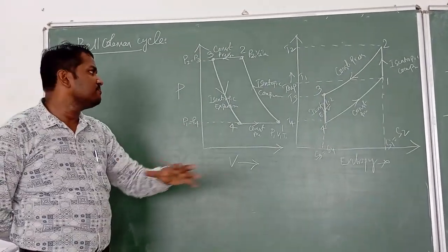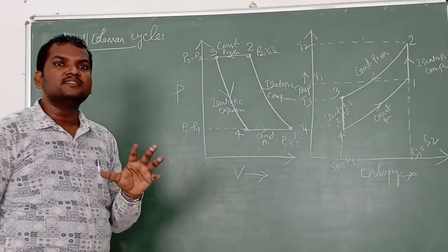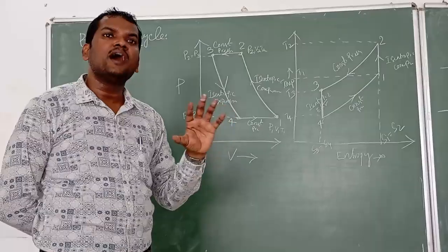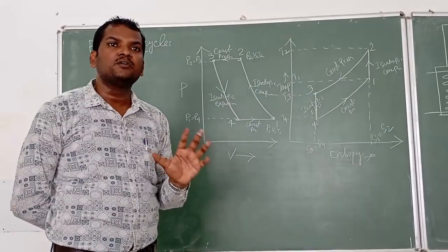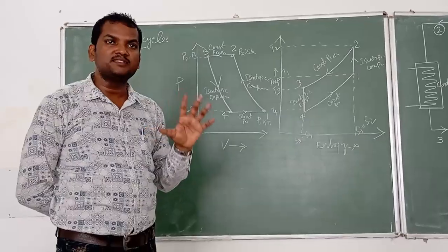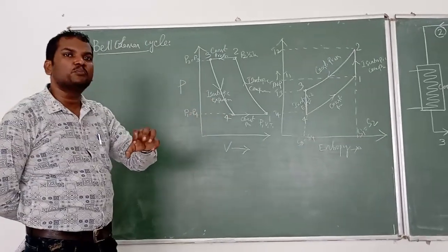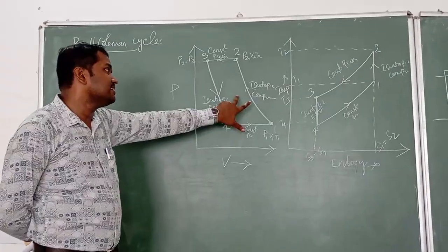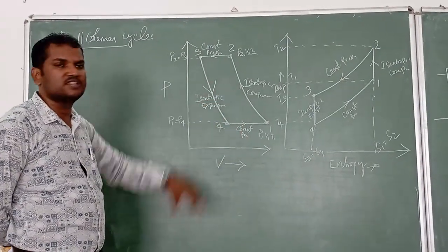This is the cycle in which air is used as a working substance, and it is one of the ancient types of refrigerators, used in ships, marine ships. So in this cycle there are two isentropic processes and two constant pressure processes.